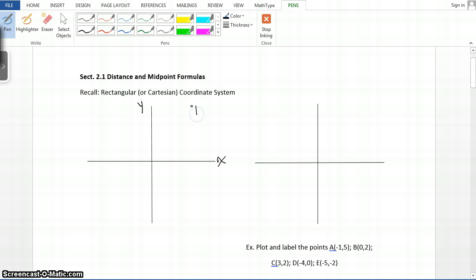Quad 1 is in the upper right hand part. Quad 2 goes counterclockwise. Quad 3 is down here, and quad 4 is in the lower right hand section.